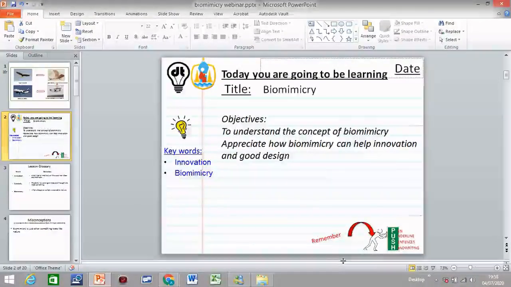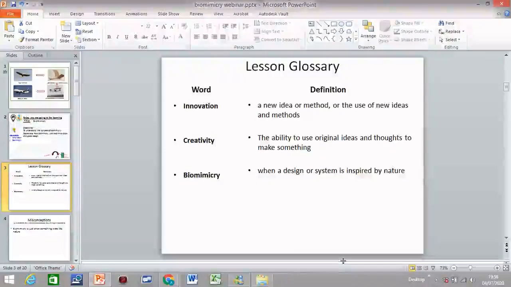So our objectives today are to understand the concept of biomimicry and appreciate how biomimicry can help innovation and good design. Our keywords today are innovation and biomimicry. Just a little run over some glossary, in case we have forgotten some of these words. The word innovation basically means a new idea or method, or the use of new ideas and methods. Creativity, which we probably know of instinctively, but to explain it a little bit clearer, is the ability to use original ideas and thoughts to make something. And ultimately, biomimicry is when a design or system is inspired by nature.